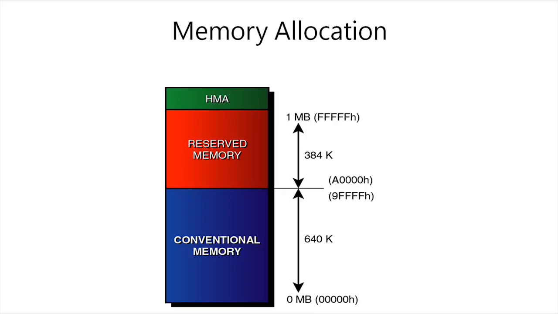The conventional memory is 0 to 640K, and from 640K up to 1 megabyte is the reserved memory. And then we have the HMA, the high memory area, which is where most of our programs and apps and everything get loaded into.